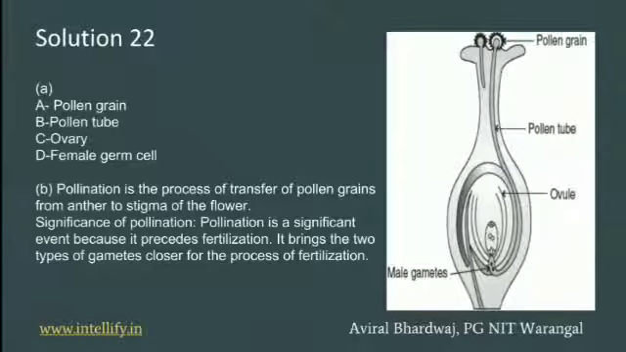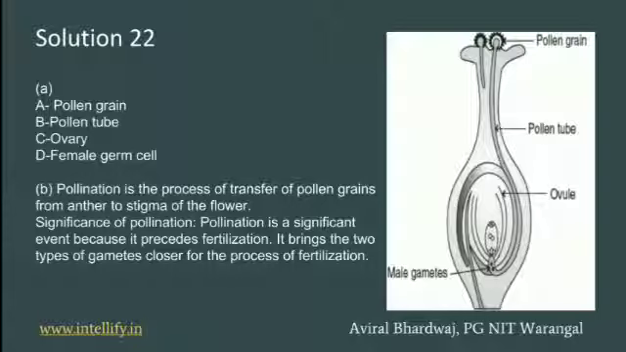So there is the answer in the right side diagram. There are flower parts. The first part is pollen grains, the middle is pollen tube, the center is ovule, and the last is female germ cells. So A is the upper part, pollen grains, B is pollen tube, C is ovary, and D is female germ cells. So the next question is, what is pollination?